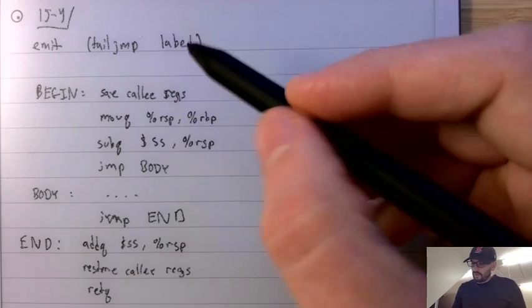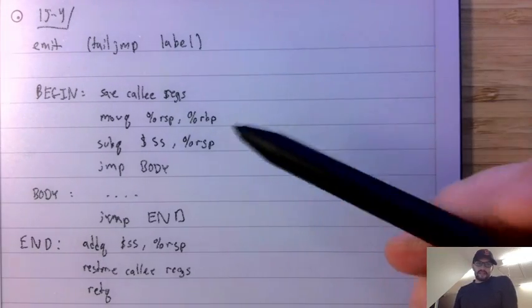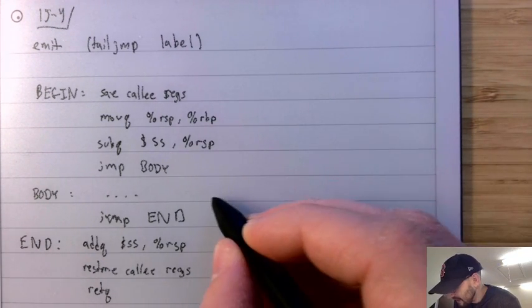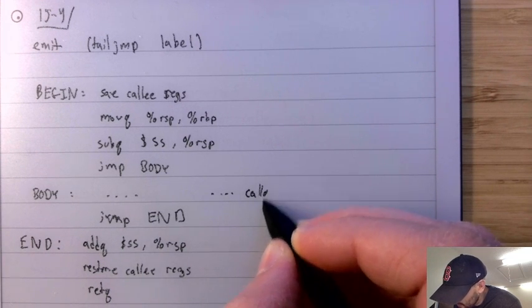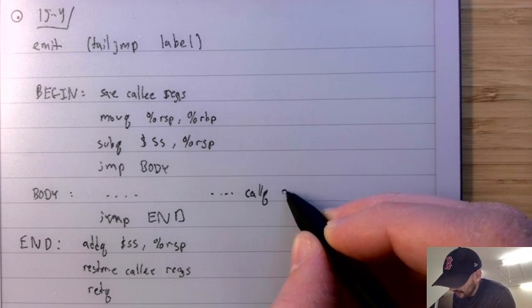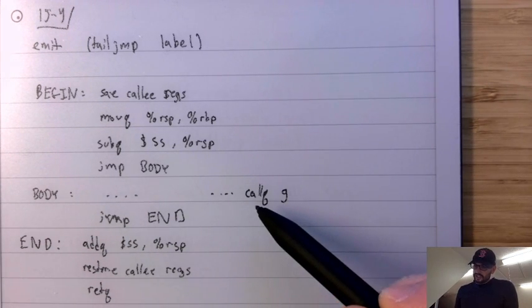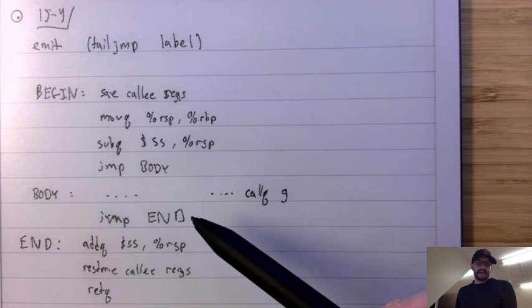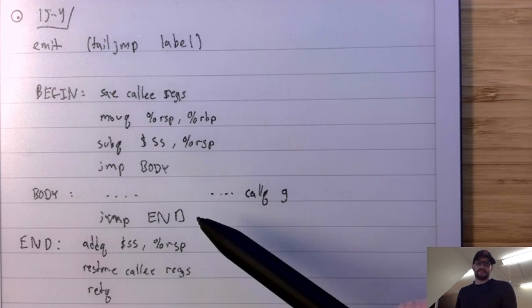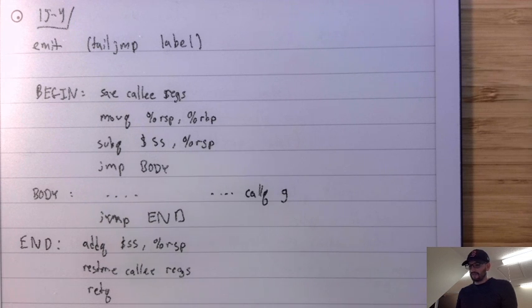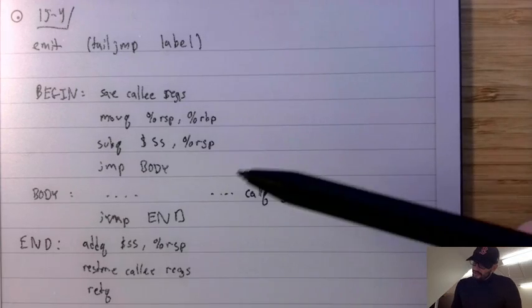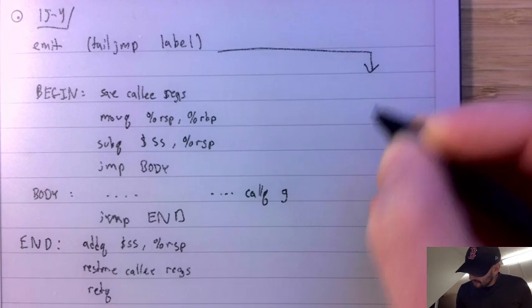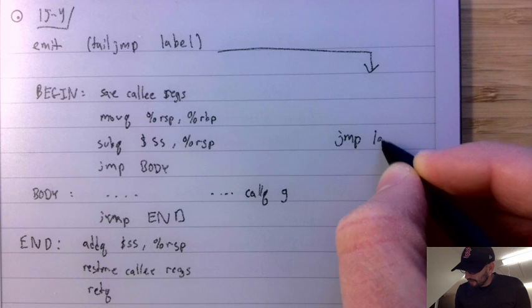What we're going to do when we see a tail jump is, a normal call would be inside of body somewhere, and it would just say callq to G or something like that. Now callq G is going to jump inside of the G code, and that's going to do a bunch of work, and then we're going to come back from a return and then jump, and that's going to do this add and do this restore. But what we're going to want to do when we see a tail jump is directly do a jump to the label.